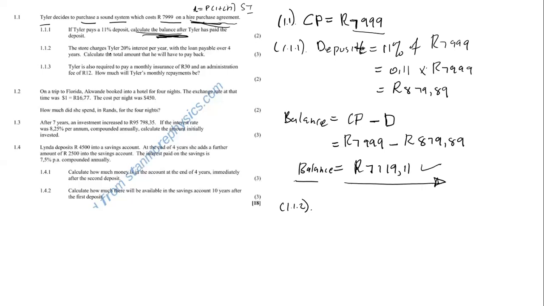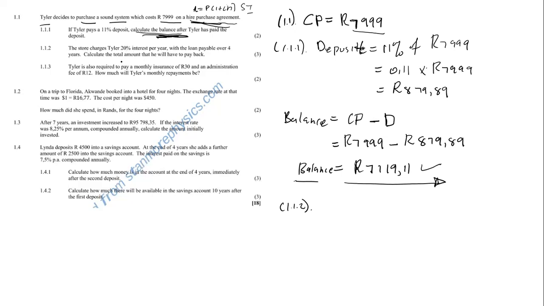So here they say a store charges this amount, because remember what they say to you, the store, if Tyler wants to pay for a sound system that costs this amount after settling the deposit over a period of 4 years, the store won't allow Tyler to pay the exact same amount over a period of 4 years. So that means they're going to have to charge him extra. That's the purpose of hire purchase agreement, okay? They're going to charge him extra over a period of 4 years, and they charge him an interest rate of 20%. Okay, all right.